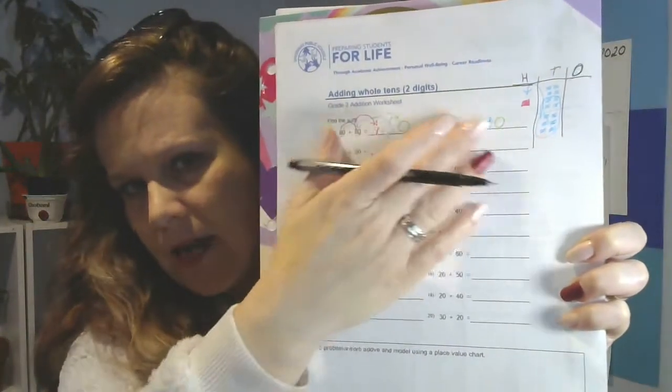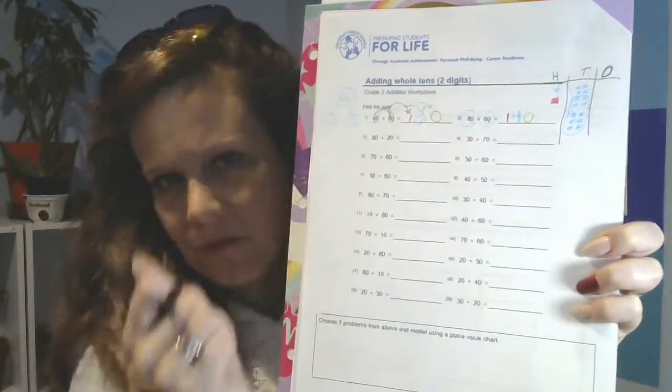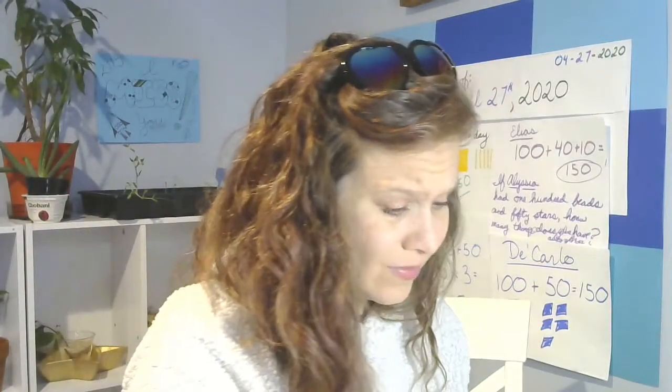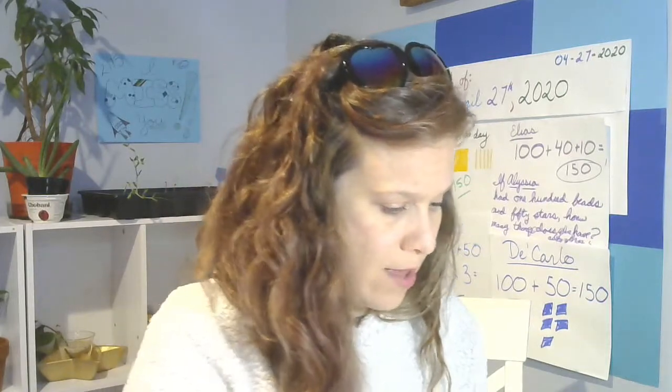It asks you to pick any 5 of these that you like and draw them out using the place value chart, where you draw your tens, and you exchange if you have to. That whole paper is finished that same way.